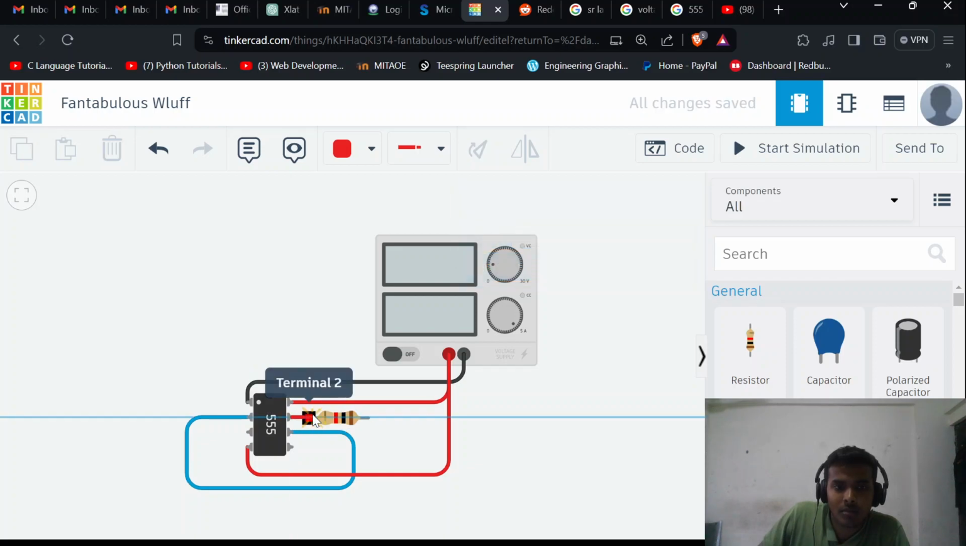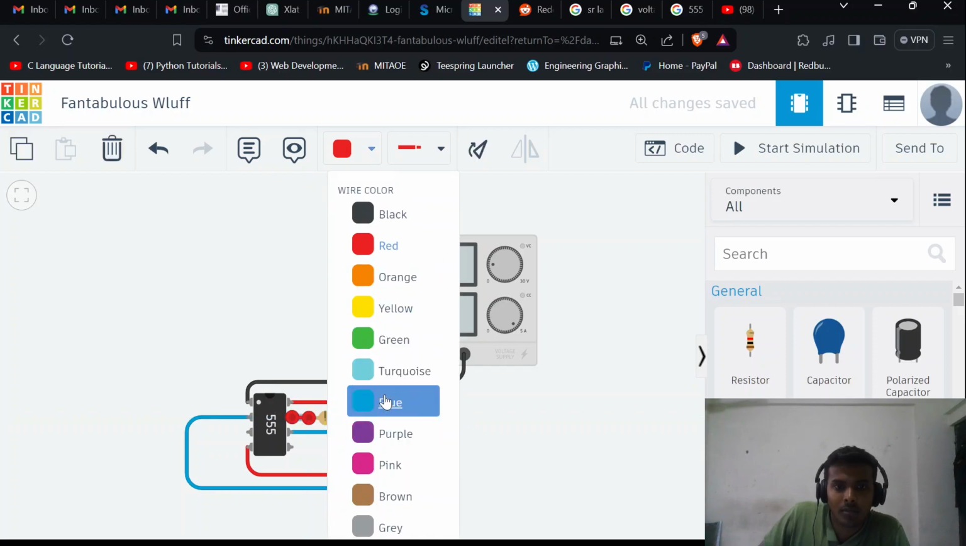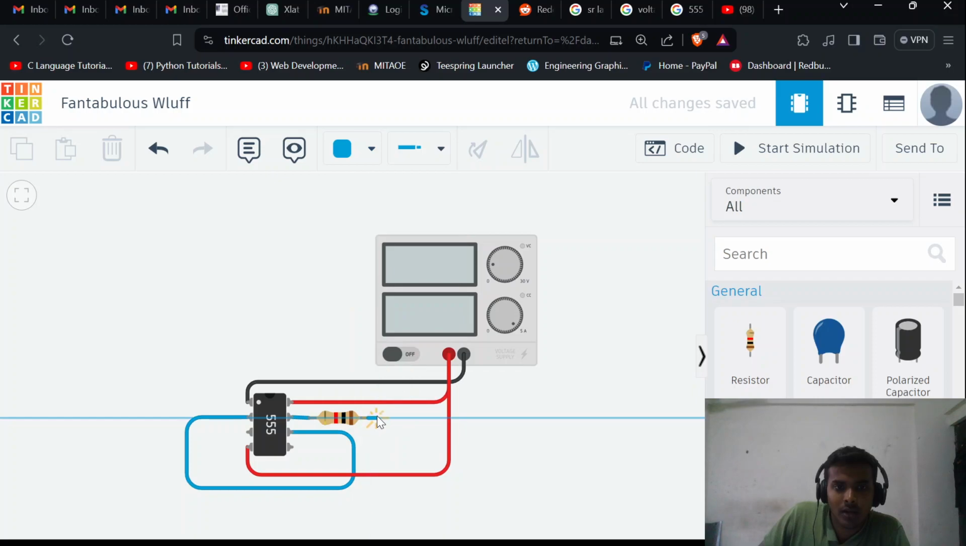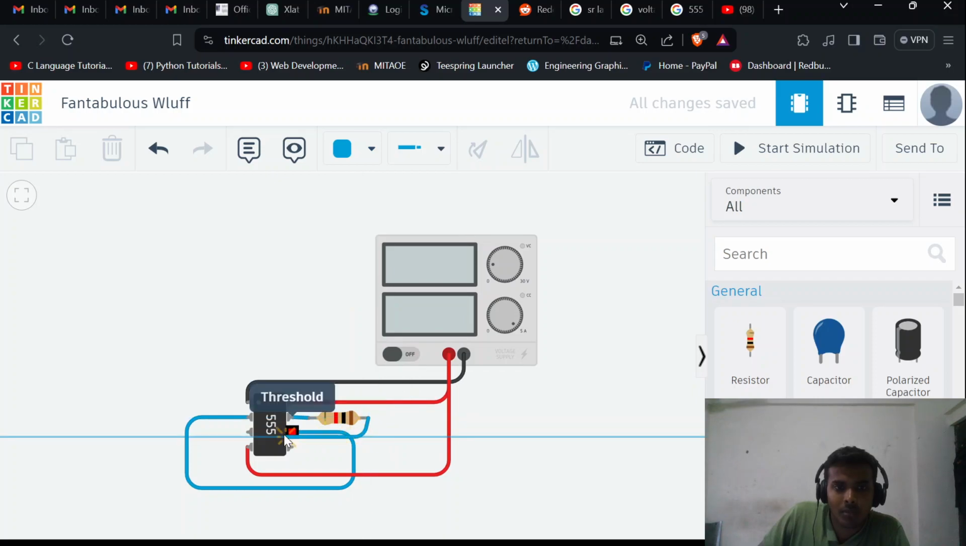So pin number 7, color blue, then it is connected to pin number 6. Let's make it neat and tidy. Yes, good, all set.